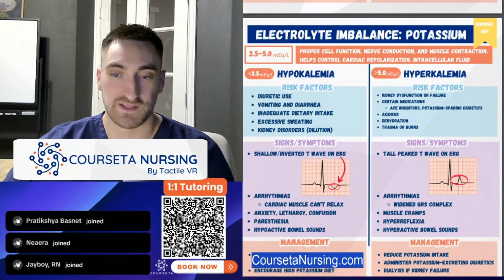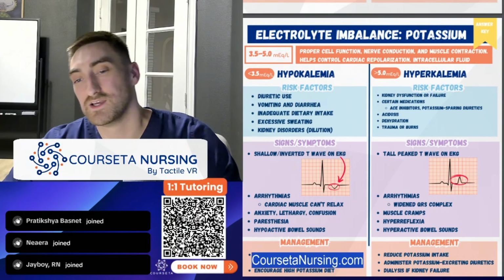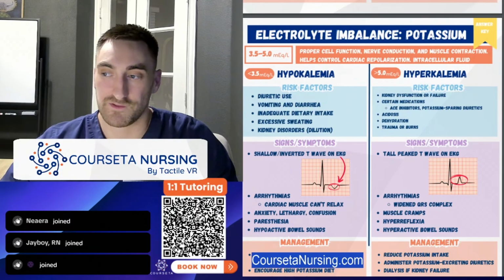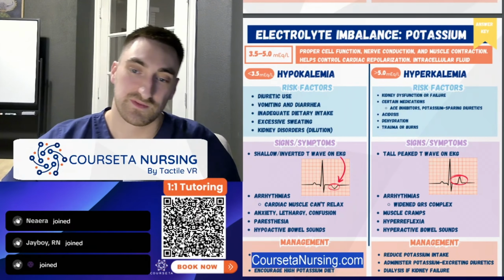Now, hyperkalemia is more likely to cause widened QRS complexes. I'm not sure how far you guys are in your nursing program, but we can get into it a little bit if you want. The QRS complex is that giant complex right here, as you can see with my mouse. So if this is widened, greater than 3 small boxes, that is a sign of hyperkalemia. It could potentially be caused by hyperkalemia.